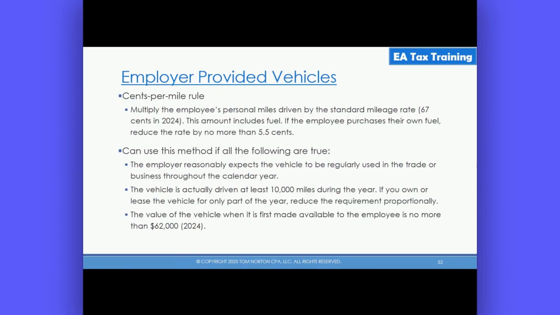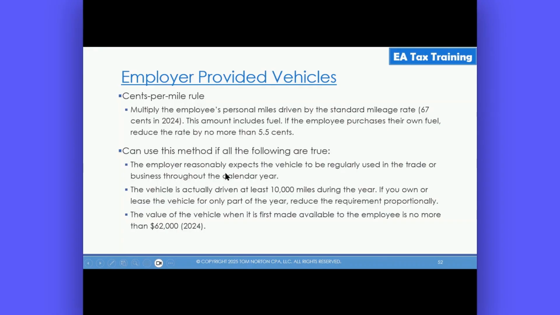First is the cents per mile rule. Here, you multiply the employee's personal miles driven by the standard mileage rate, which is how much? 67 cents per mile in 2024. This amount includes fuel. If the employee purchases their own fuel, then you can reduce this rate by no more than 5.5 cents. So if you want, instead of making it 67 cents, if the employee has to buy their own gas, then you can reduce that by up to 5.5 cents. So that would be what? 61.5 cents per mile.